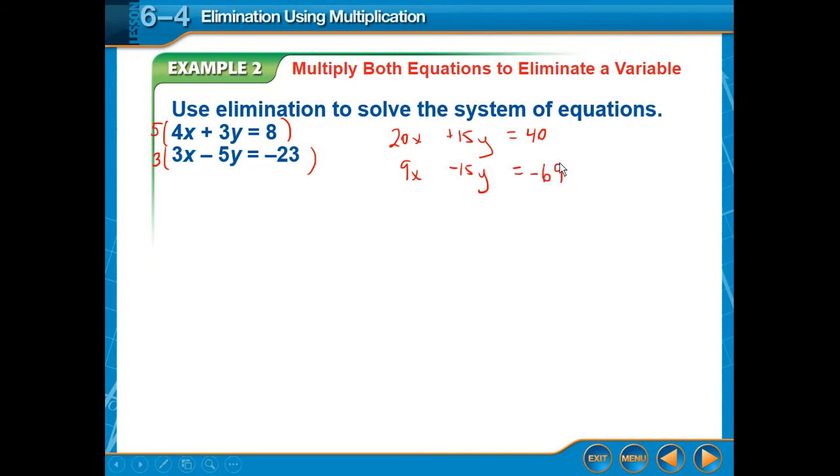Now, if I'm looking at these two equations, those 15s are going to cancel. I have one positive and one negative, which means I can just add my equations. So 20x plus 9x is 29x. And then here, they cancel. So 40 minus or plus a negative 19 equals... wait, where did that 19 come from?